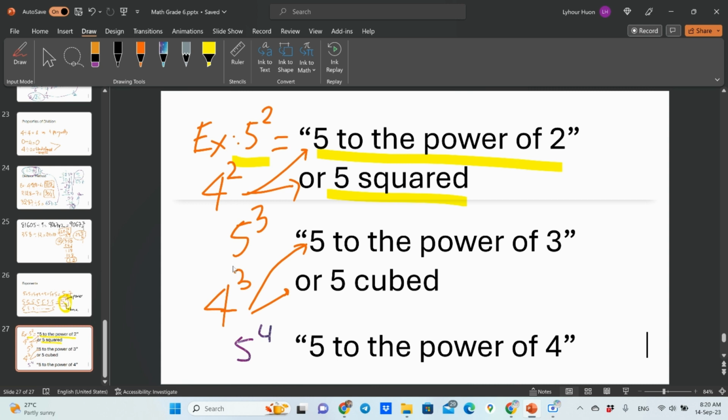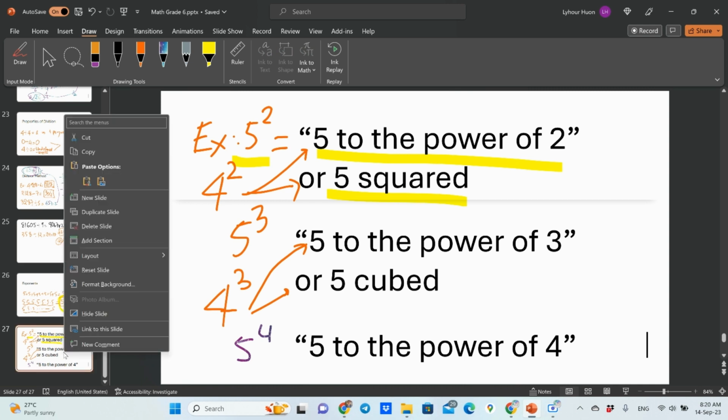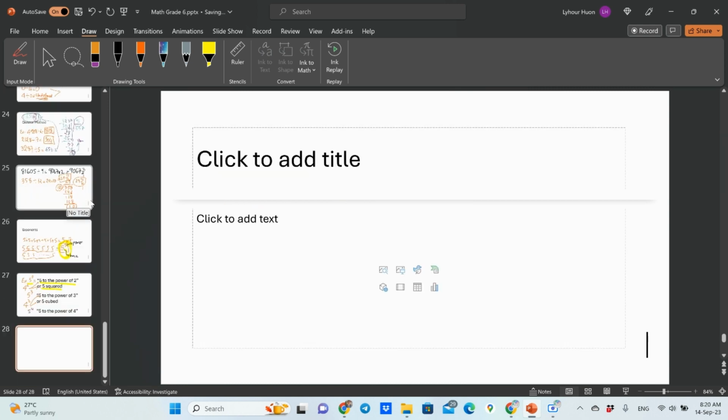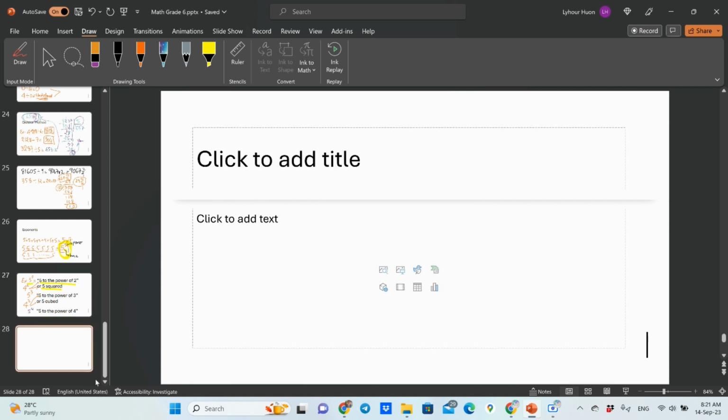Besides that, there's like 10 cubed or 10 squared or like 10 3 squared. But only for the power of two and power of three have their nicknames. Power of four, there's no dimension that exists in geometry. So no nickname. But in order to address them, we call it 5 to the power of 4. Let's say power of 100, it will be 5 to the power of 100.